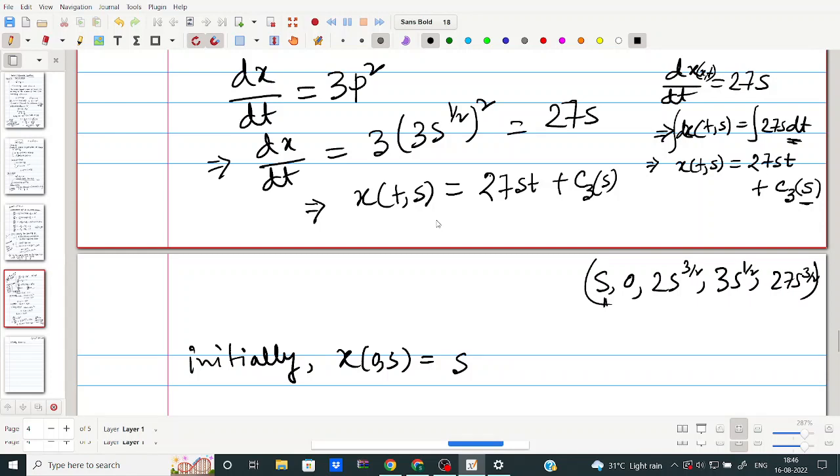Now I will solve for du dt. Du dt is what? 3p cube minus q. So I am putting the value of p I already got. P I got as 3 s power half, and q I got as 27 s power 3 by 2. Do you want me to show how I got p and q? Do you want to check this? What do you want? Anyone?